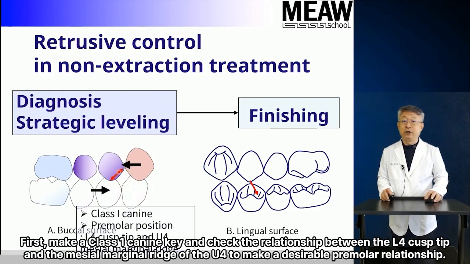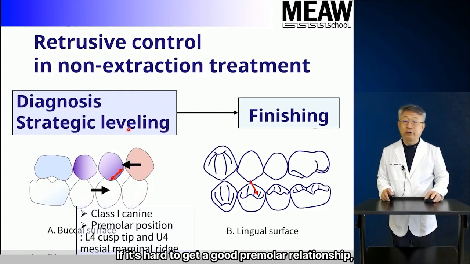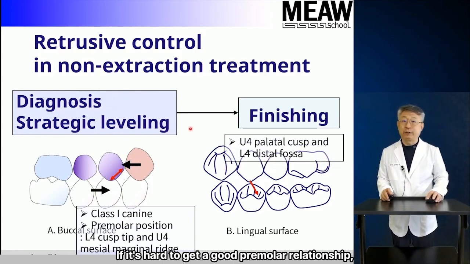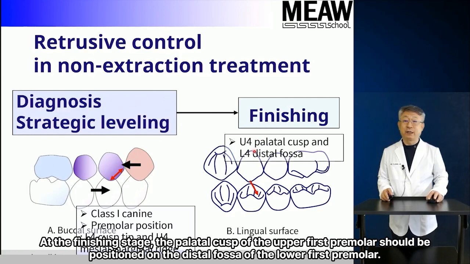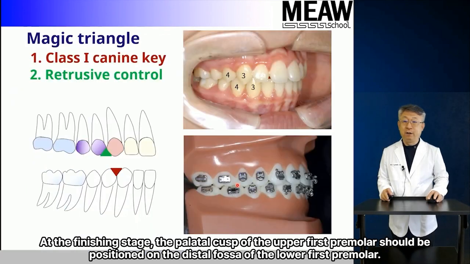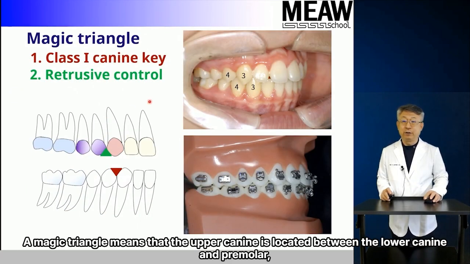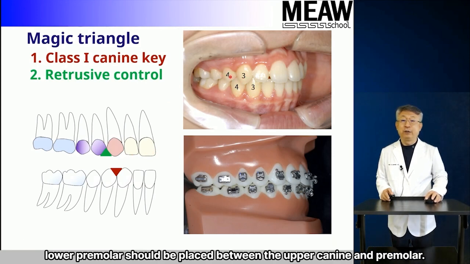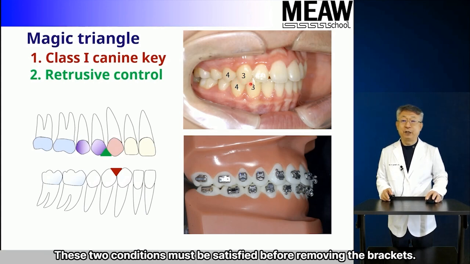First, make a Class 1 canine key and check the relationship between the L4 cusp tip and the mesial marginal ridge of the U4 to make a desirable premolar relationship. If it's hard to get a good premolar relationship, at the finishing stage, the palatal cusp of the upper first premolar should be positioned on the distal fossa of the lower first premolar. A magic triangle means that the upper canine is located between the lower canine and premolar. Lower premolar should be placed between the upper canine and premolar. These two conditions must be satisfied before removing the brackets.